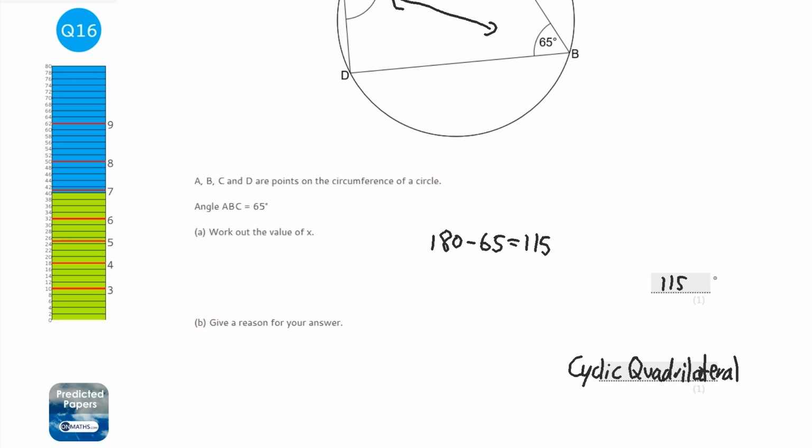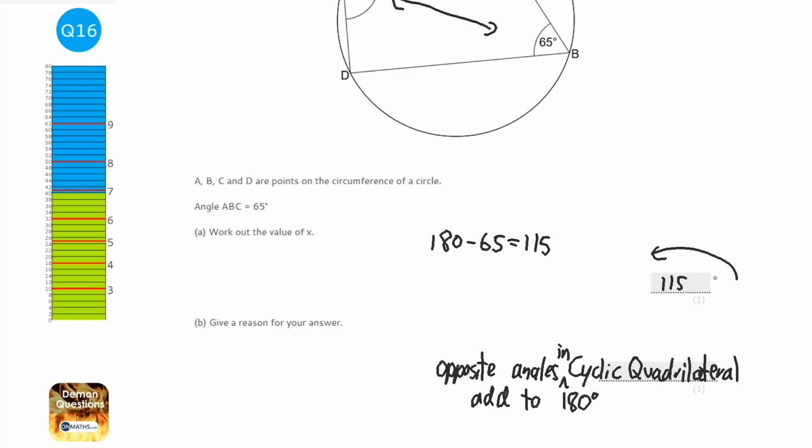So opposite angles in a cyclic quadrilateral, I should write the whole thing. Opposite angles in a cyclic quadrilateral add to 180 degrees. In most exams they're just looking for cyclic quadrilateral as a reason, and normally you'd write it down in just the first part of the question. It will say work out what x is and give reasons for your answer, and you just put in brackets cyclic quadrilateral, but it's always best to write too much than too little.